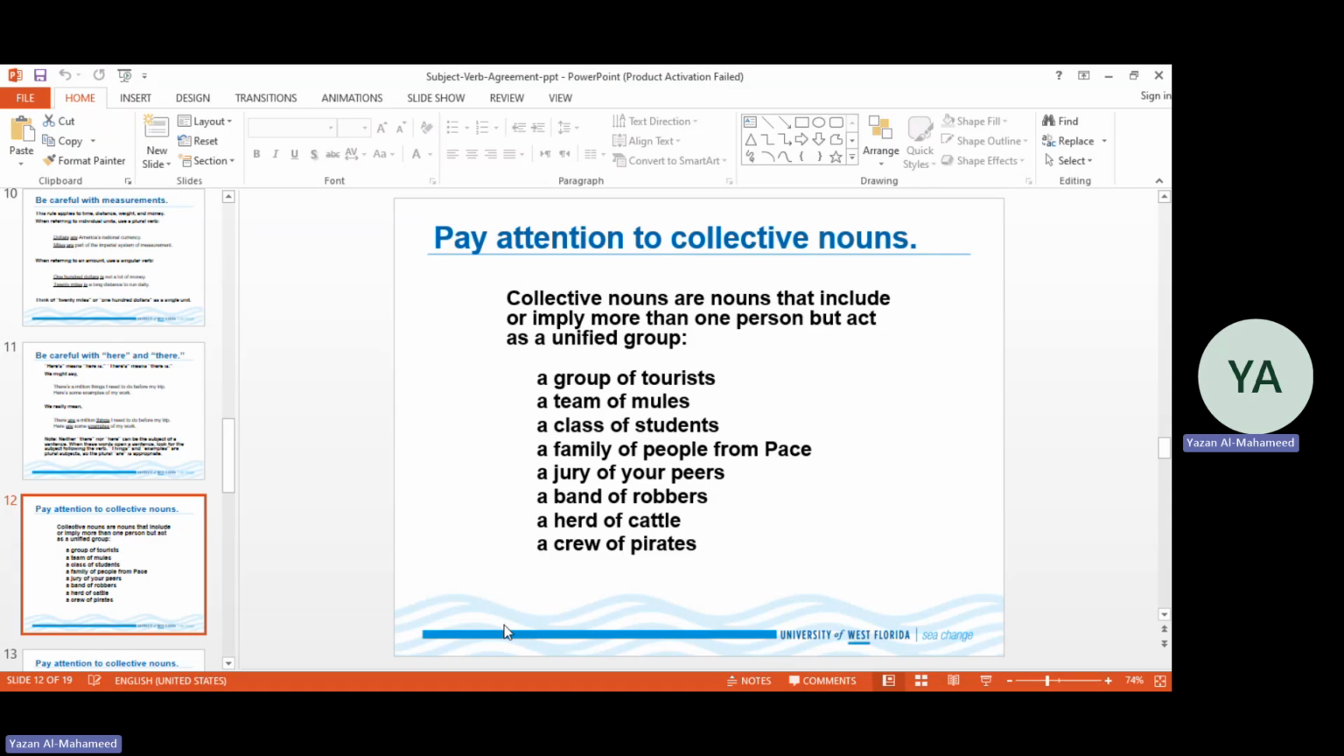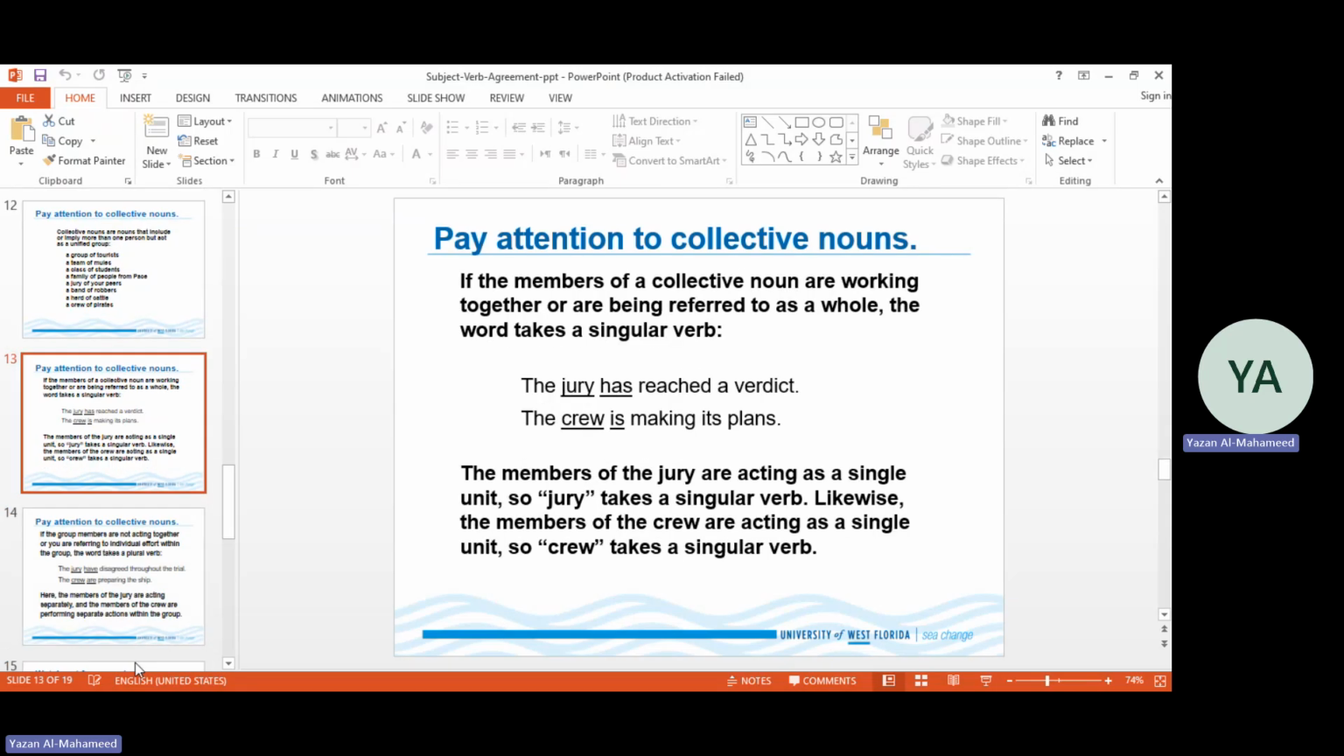Okay, so those words are actually collective nouns: group, team, class, family, jury, band, herd, crew. All those are collective nouns, and we always need to remember that the use of collective nouns is problematic and depends on the meaning. So sometimes we can use singular verbs with collective nouns and other times plural verbs, depending on the meaning.